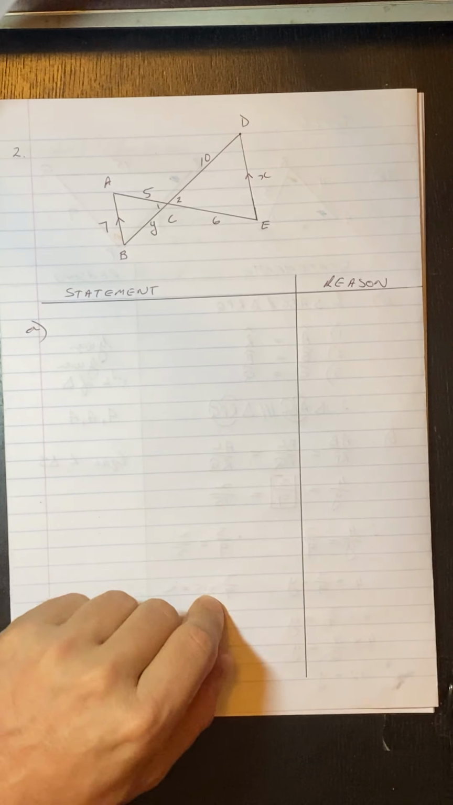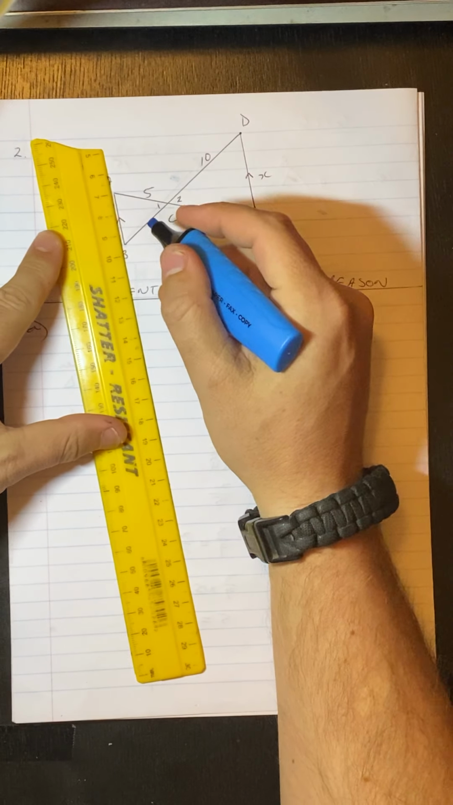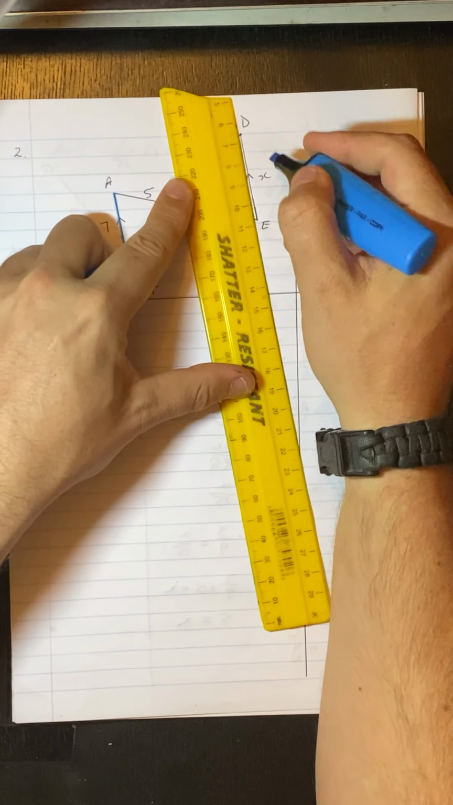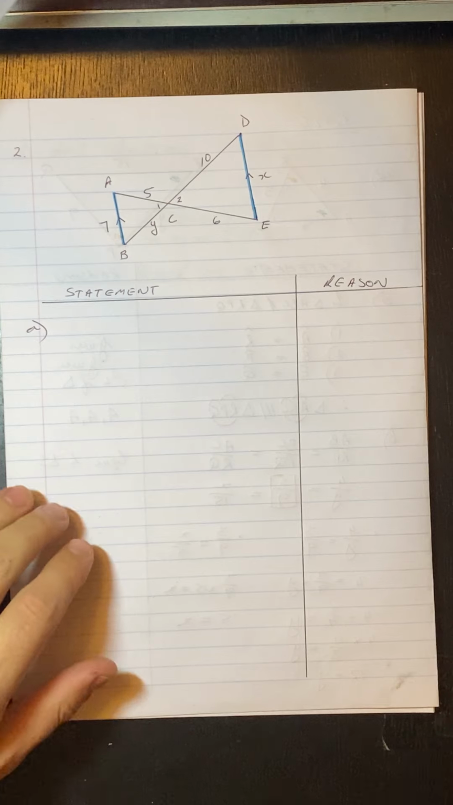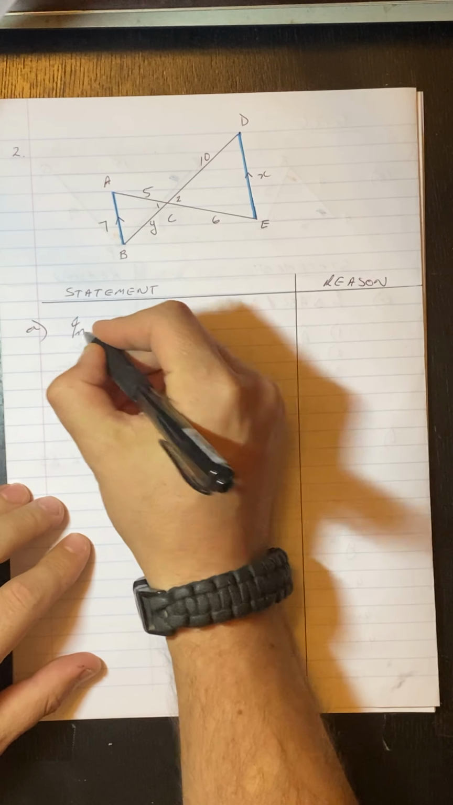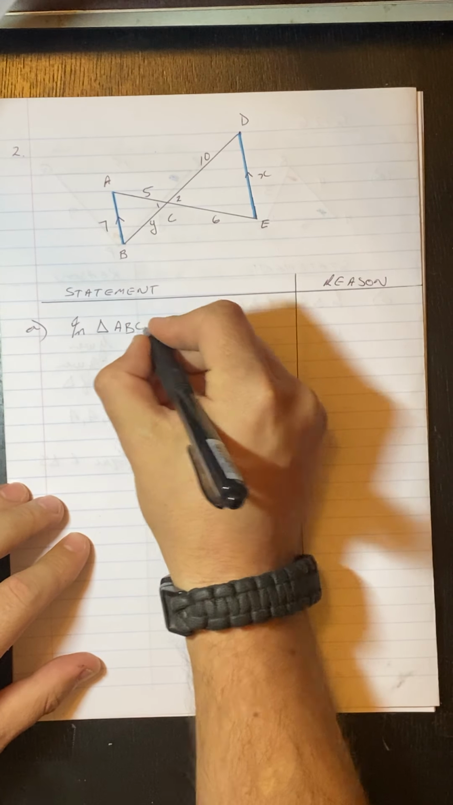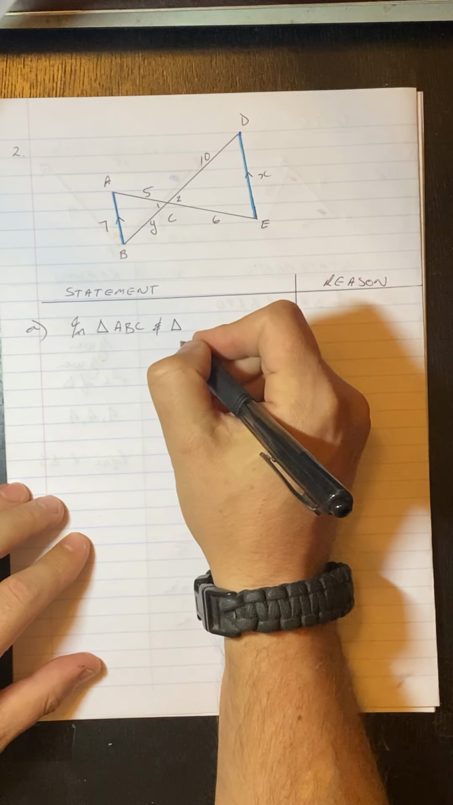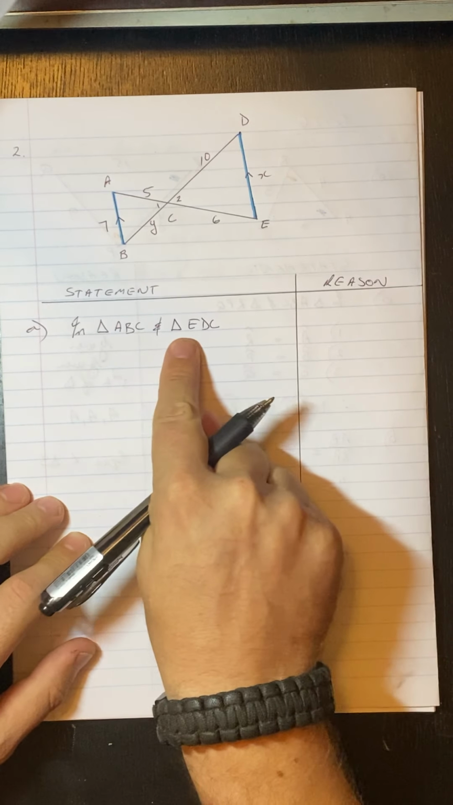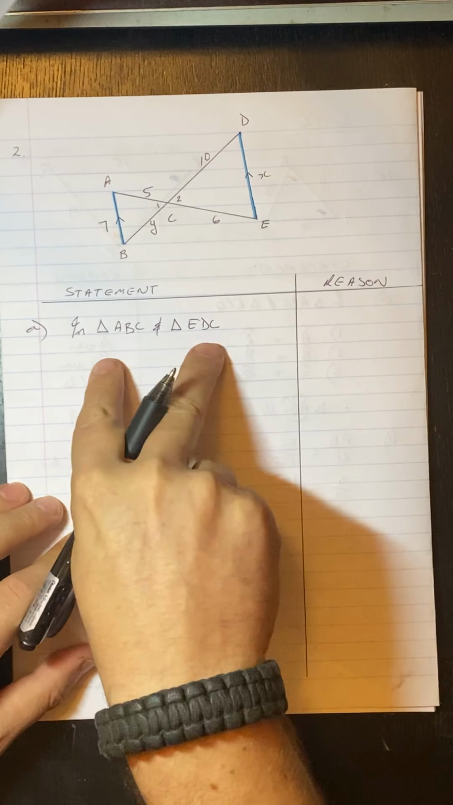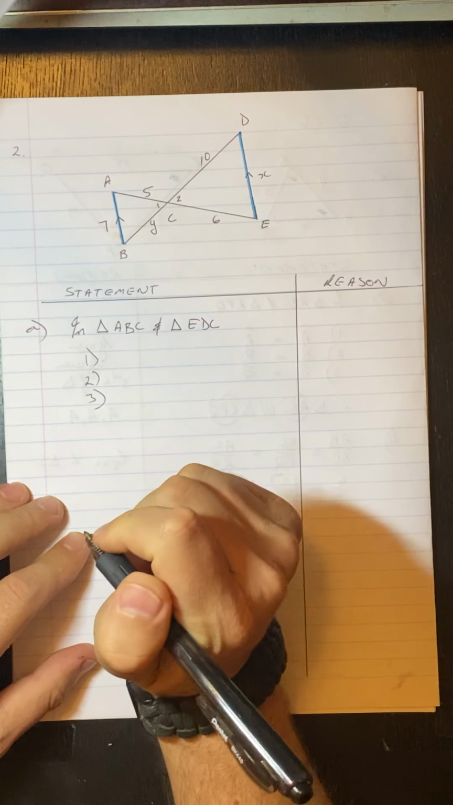Okay, so what I want to do here is highlight my two parallel lines just so that you can see where they are. So we've got this one and this one here. I'm going to write it down how they've given it to us. So in triangle ABC and triangle EDC. And remember, grade 9s, it is not important how you write it out here. It's important how you prove it. Okay, so 1, 2, and 3.